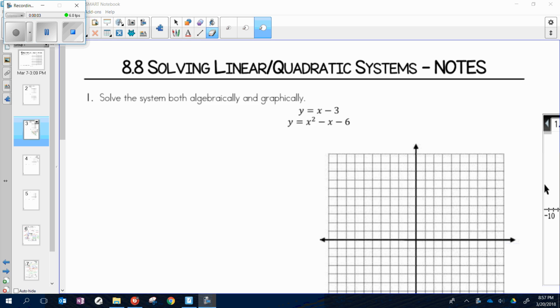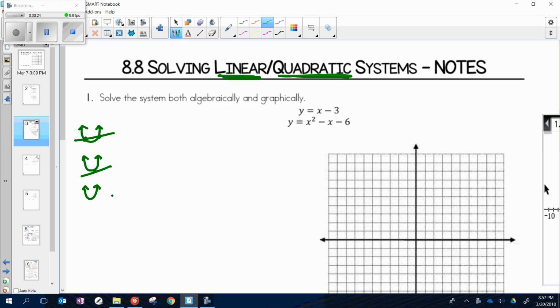Hi everyone, this is 8.8 notes on solving linear and quadratic systems. As opposed to just two lines, we're going to have a line with a quadratic. So you could end up with two solutions where the graphs intersect, maybe only one solution, or possibly they might not cross at all, so no solutions. So let's do one algebraically and graphically.